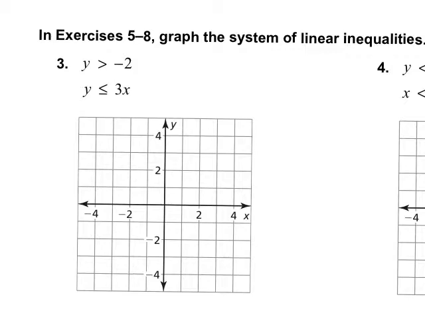So I'm going to go down 2 on the y-axis. That's where it's going to cross. Is it going to be a dotted horizontal line or a solid horizontal line? This one's going to be dotted, right? So I'm going to do my dotted or dashed line.